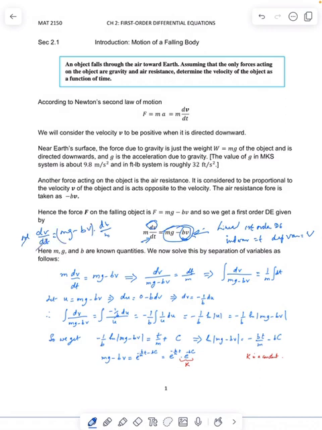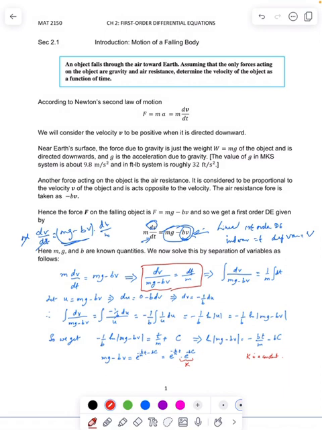So this goes from here, it went to the other side. Now on the left side we are left with dv only. So now we will be dividing by this term. So we end up getting this dv over mg minus bv. So this is what we get on the left side: dv over mg minus bv is equal to dt over m.